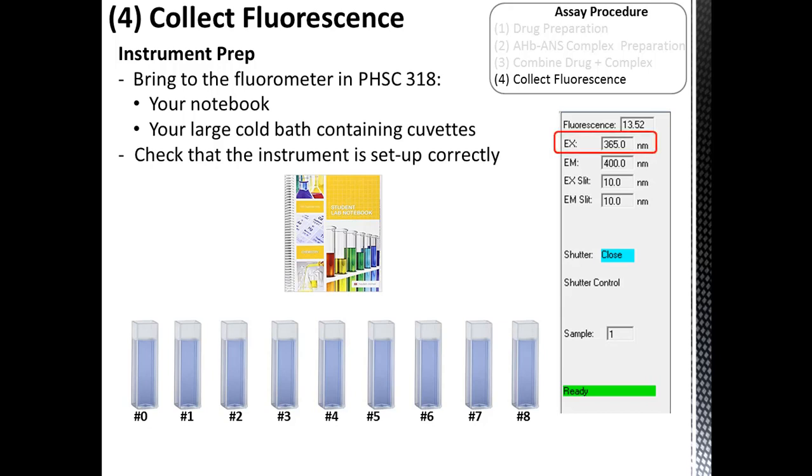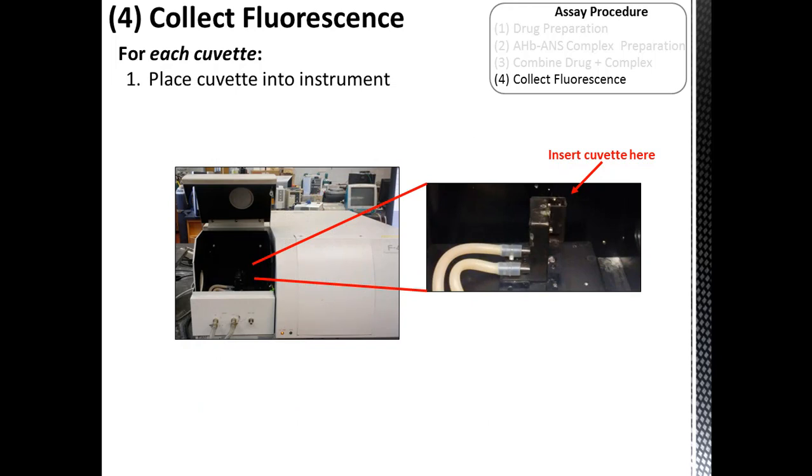So the excitation wavelength needs to be set to 365 and the emission wavelength needs to be set to 400. These excitation slits and emission slits should be at 10, but most importantly it should say ready in the bottom right corner. So if this is all set up, you can go ahead and insert your first sample, cuvette 0, your sample 0, place it right into the instrument.